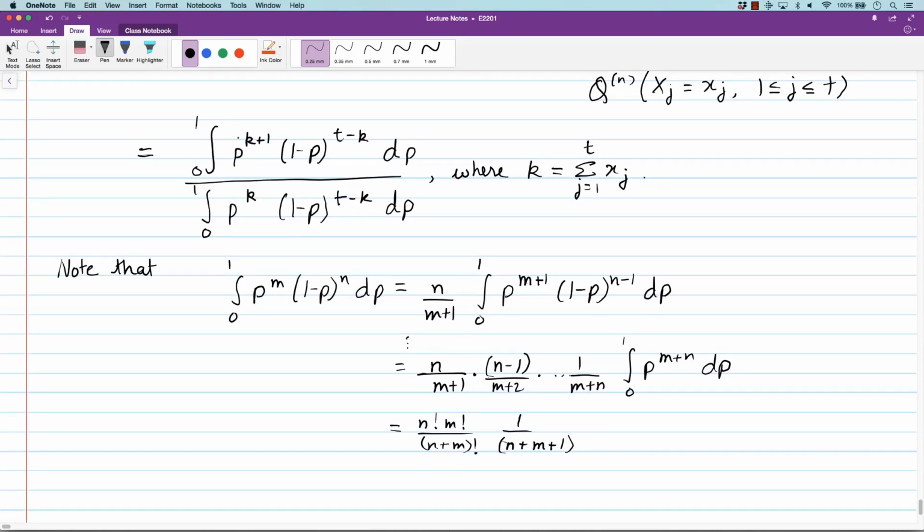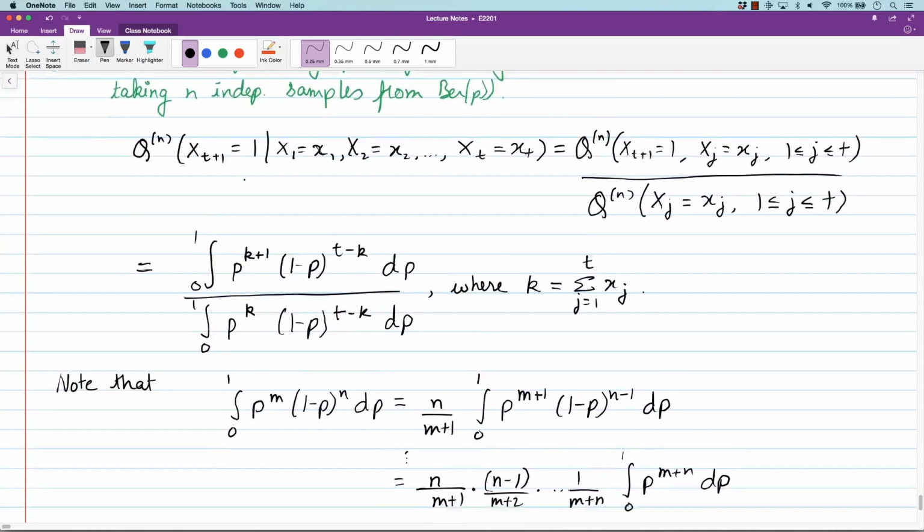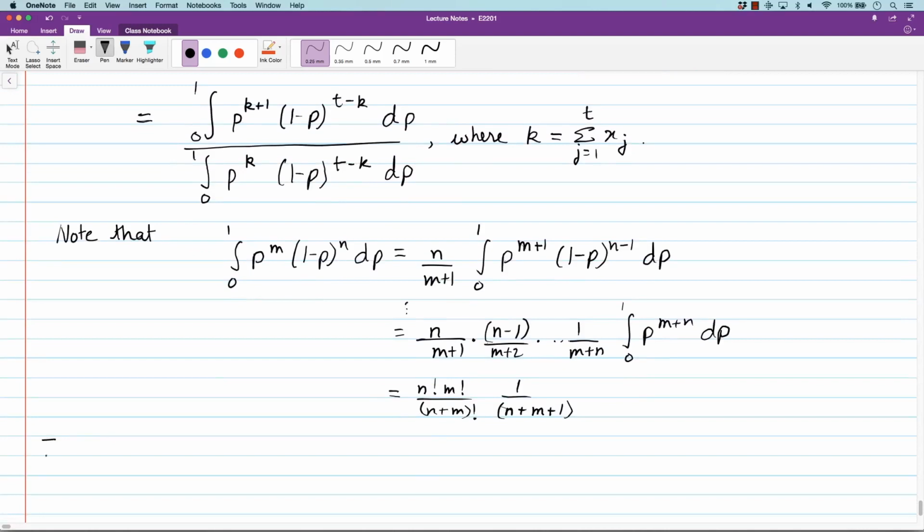Now here we have a ratio of two such integrals. So when we substitute everything, we note that for our assignment, Qn of xt plus 1 equals 1, the probability of 1 under your distribution, given that in the past you have seen x1 to xt, is equal to k, that's the number of ones in this sequence, plus 1, divided by t plus 2. You can verify this just by taking ratios of these things. Okay, so this is a very interesting estimate of probability.